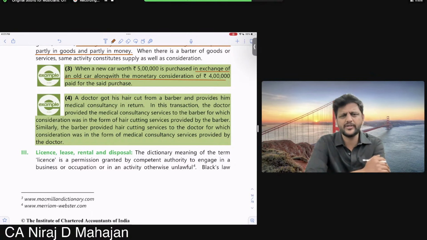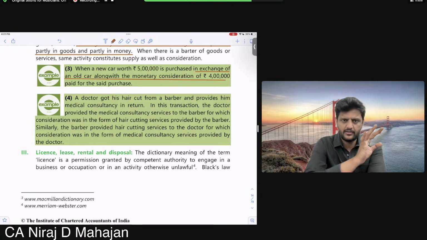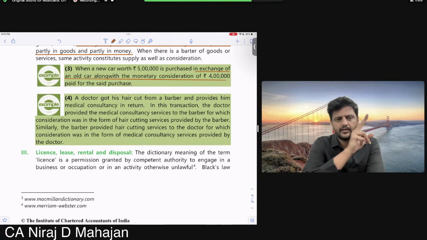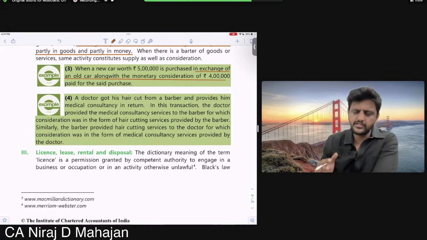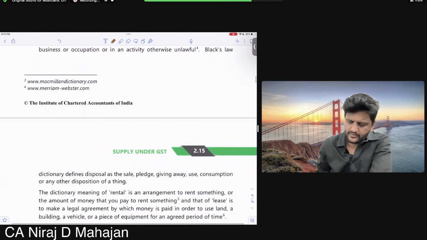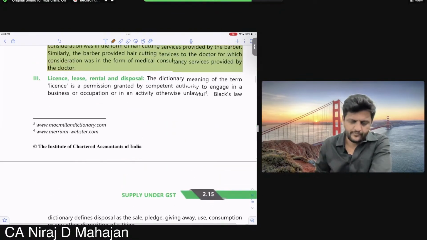This is all time pass, okay? Barber is cutting hair of doctor, doctor is helping with medical advice. Clear? Both of these transactions are supply. Cutting of hair is supply as well as medical consultancy is also supply. Clear? On both these transactions, children, GST will be applicable normally. I am not putting any other conditions right now. Understood? Next one.